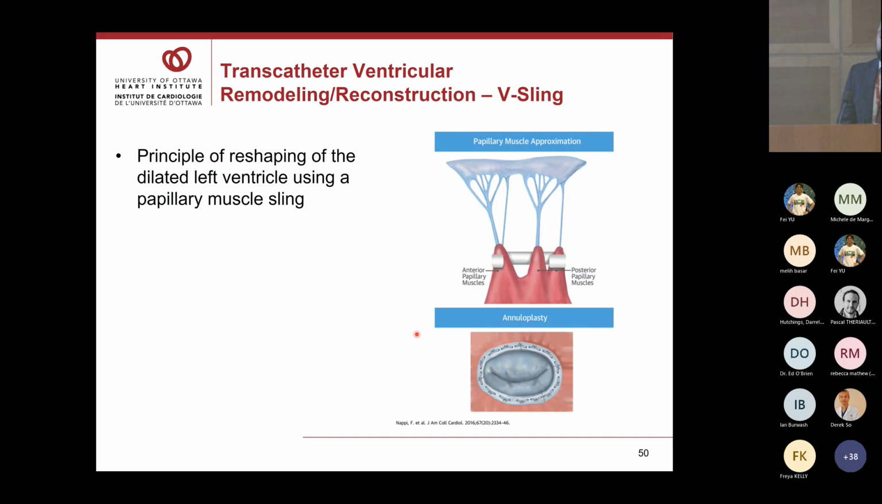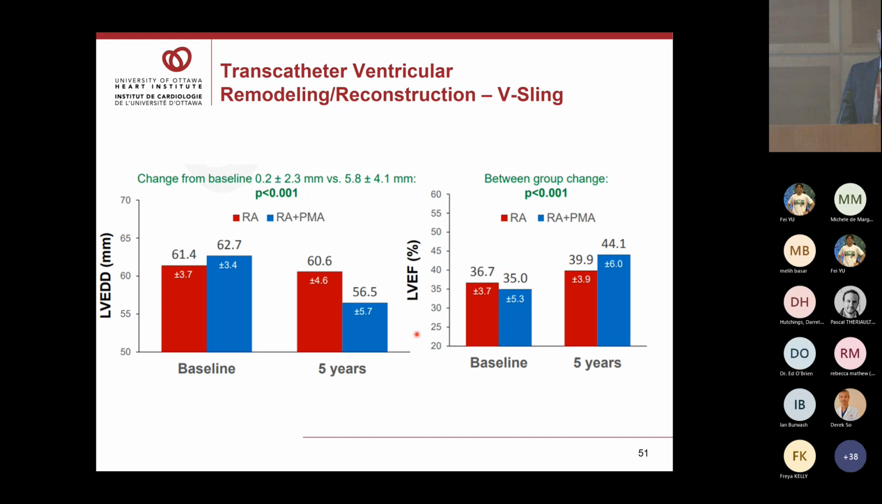When this was studied on the surgical side, this was a randomized study comparing just mitral valve annuloplasty versus mitral valve annuloplasty plus papillary muscle approximation. At 5 years, there was a significant reduction in left ventricular end diastolic diameter, as well as an improvement in left ventricular ejection fraction.